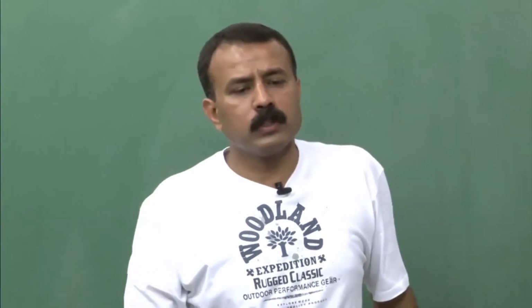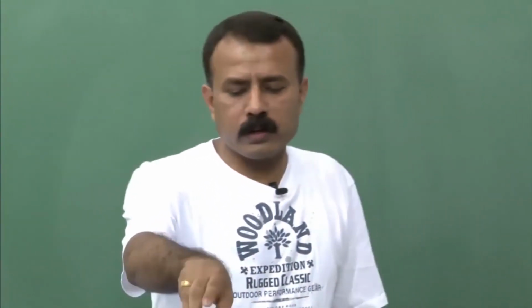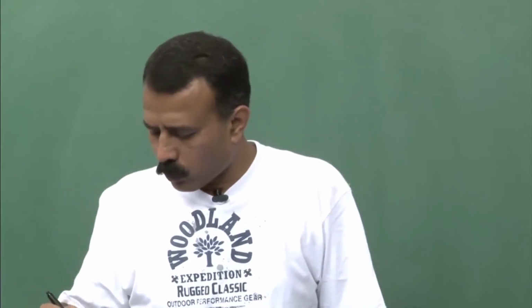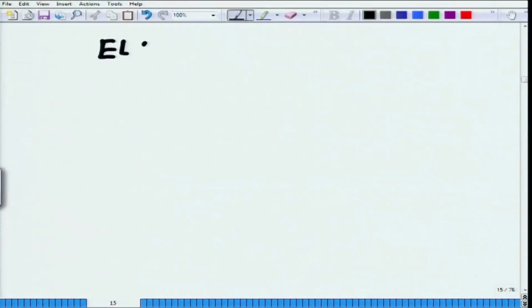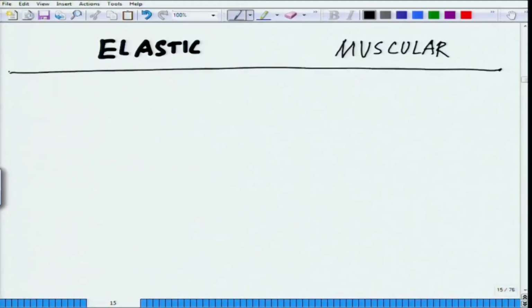Okay. So, now we will talk about the classification of two classes of arteries which are present in our body. What are those? As I have mentioned, one is called elastic artery, the other one is called muscular artery. So, what are the differences between elastic artery and muscular artery? Okay. These elastic arteries are also called conducting arteries.